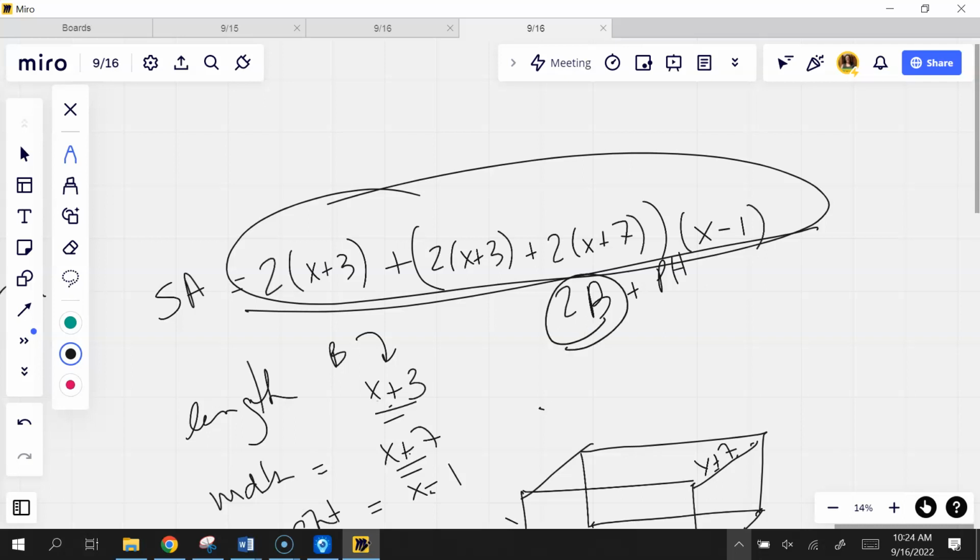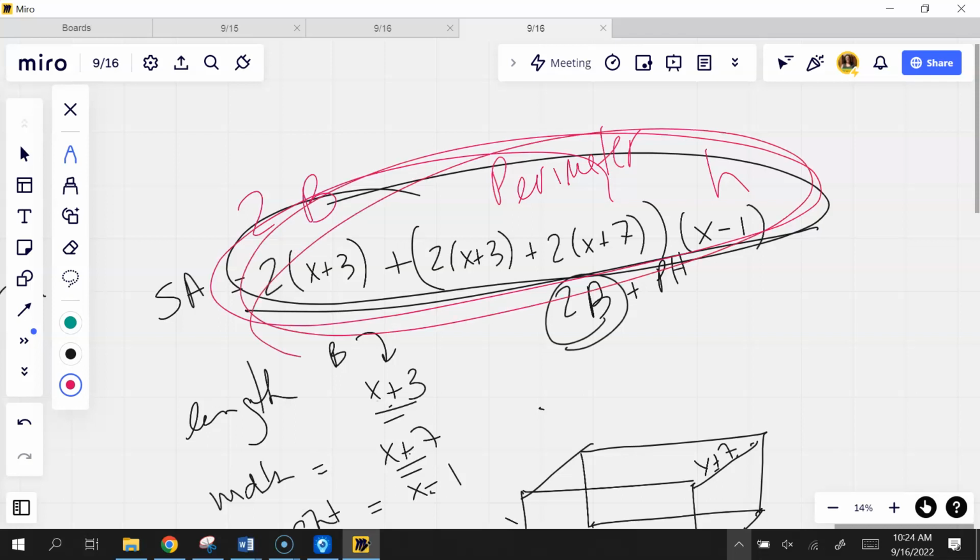Two times the base plus this is the perimeter of the face plus the height. If you don't understand how I came up with that, it's okay. I want you to be able to work this and simplify it.